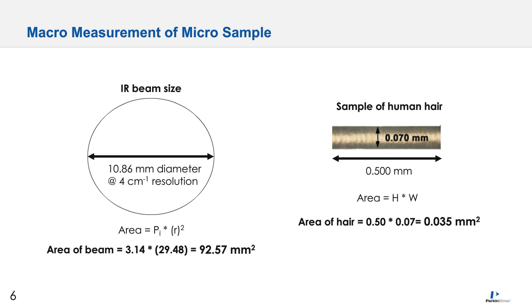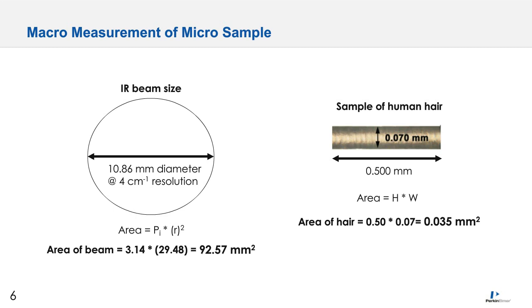So let's go to the next step in that measurement, or consideration of theory here. The infrared beam size in the Frontier FTIR produced by PerkinElmer is approximately 10.86 millimeters in diameter at 4 reciprocal centimeter resolution. So if we calculate the area of this infrared beam at the focal point, it's approximately 92.57 square millimeters.